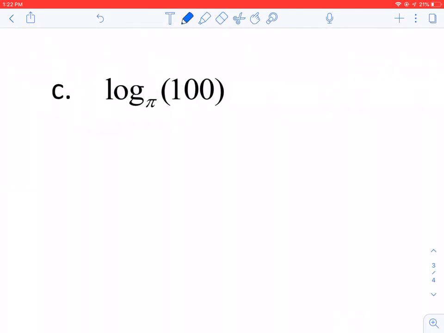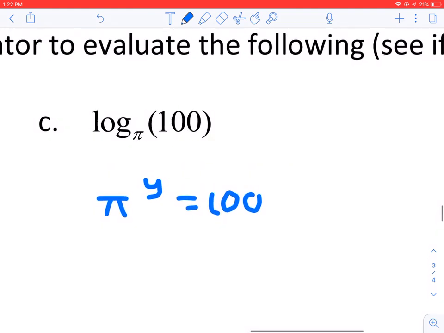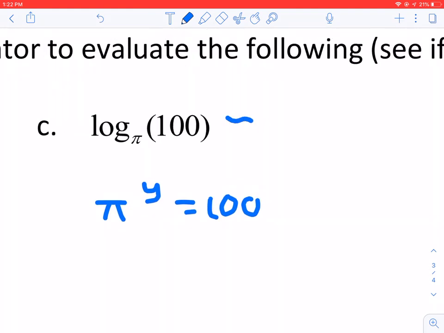Right? And thus we have a base of pi, right? Pi is a number. It's just pi to the what power equals 100. 3.1415 approximately to the what power is 100. I don't know. 3 cubed is 27. 3 to the 4th is 81. So maybe around pi to the 4th is going to be 100. So I'm going to guess around 4.